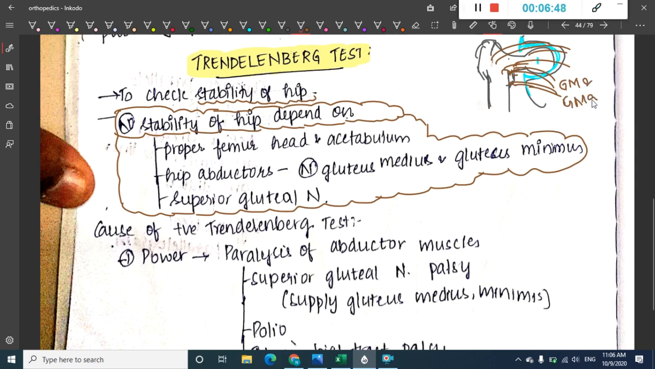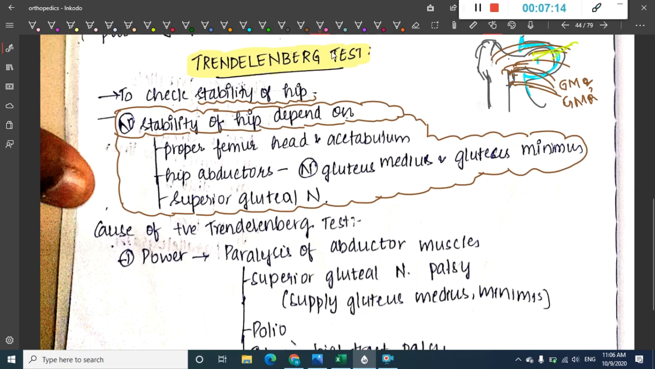Okay, so sorry, gluteus medius and gluteus minimus. These will also maintain the normal hip stability. And there is one more nerve which will maintain the normal hip stability, that is called the superior gluteal nerve, which is supplying these gluteus muscles. So that is also maintaining the hip stability, right? So we have three major things which are maintaining the hip stability.